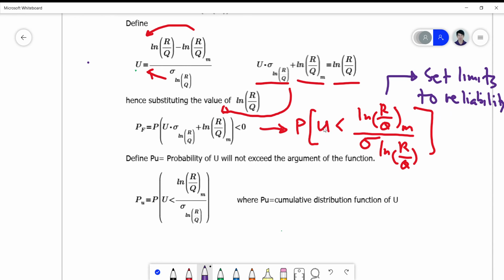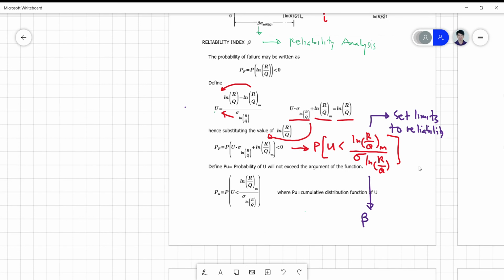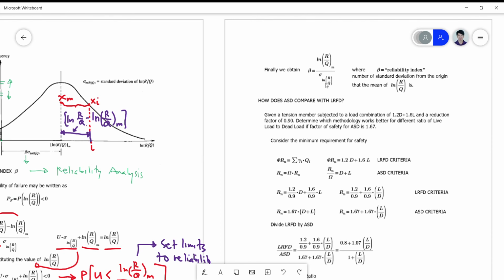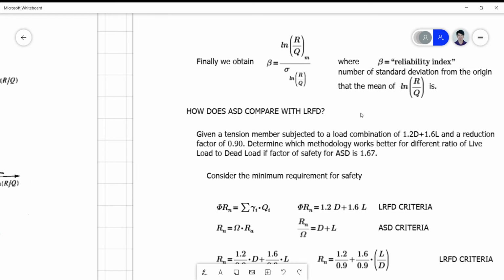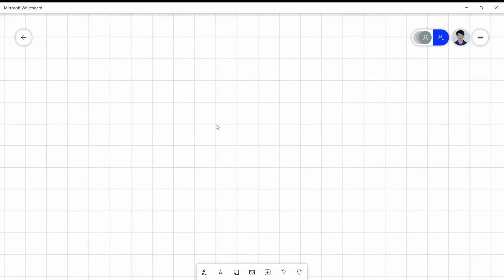Okay, so this u here now can actually be related to this limit. So this limit now is actually your beta. So your beta value is simply equivalent to the limit, which is the lowest possible value of ln R over Q mean divided by the standard deviation of the natural log of R over Q, known as the reliability index, or simply the number of standard deviations from the origin that the mean of the natural logarithm R over Q is. Okay, so let's go back to the sign here.